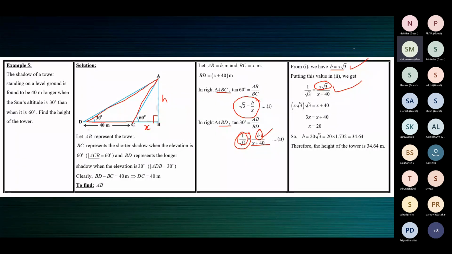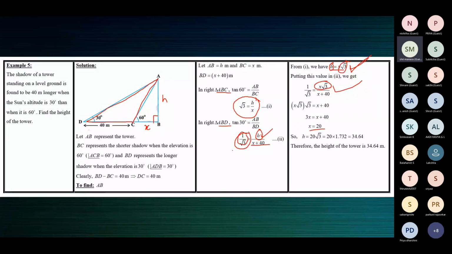See, from the first equation, you're getting h is equal to x root 3. What will you do with this? This one you will use in the second equation. In the second equation where you have h, you will write x root 3. So that means the second equation has only x now. So you can solve and find the value of x. And we found x is 20.